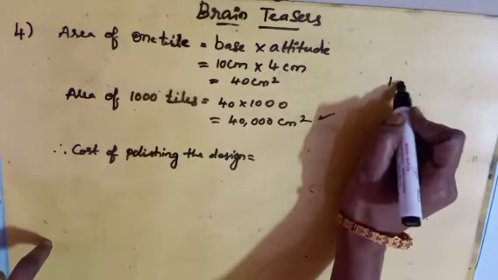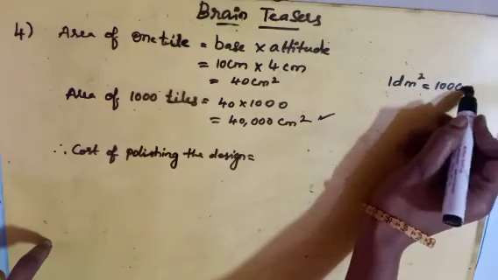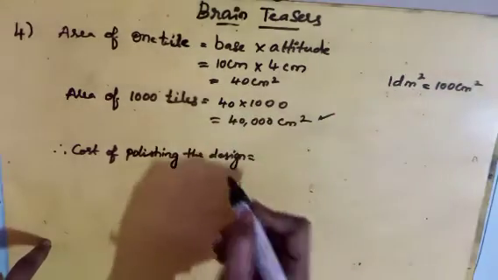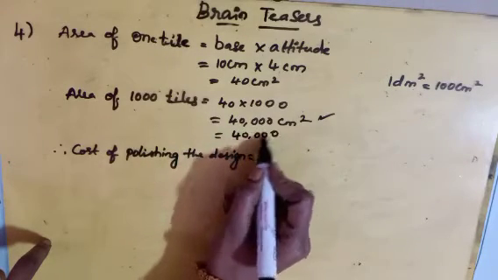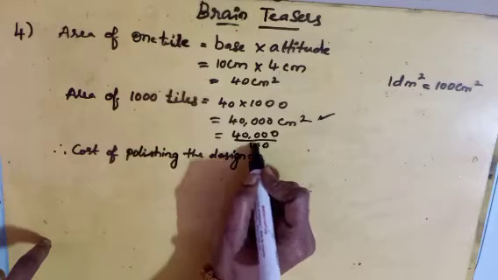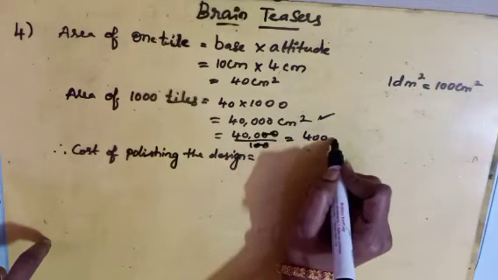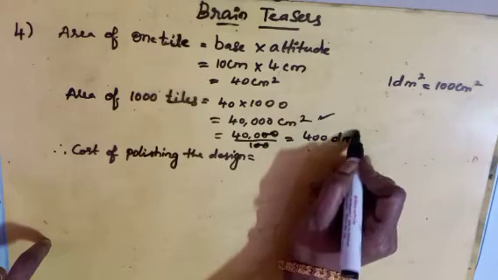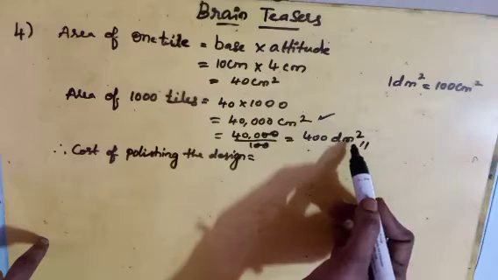See here, 1 decimeter square equals 100 centimeter square. So let us divide by 100. So 40,000 divided by 100. The zeros get cancelled, so we are left with 400 decimeter square. So the area of 1000 tiles equals 400 decimeter square.